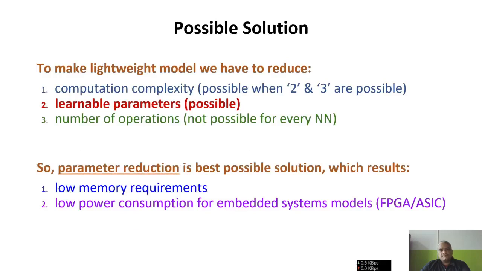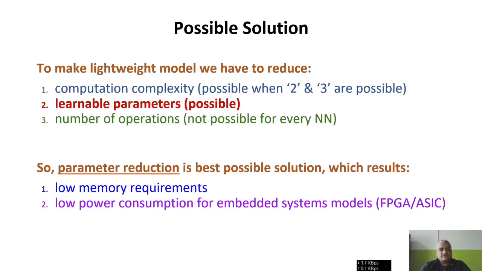The best possible solution is to reduce the computational complexity, but this can be achieved when the learnable parameters are reduced and the number of operations are also reduced. The number of operations may not be reduced for every neural network, because some networks have large complexity and solve complex problems such as video conferencing, video detection, audio detection or classification problems. In those types of models we need complexity.